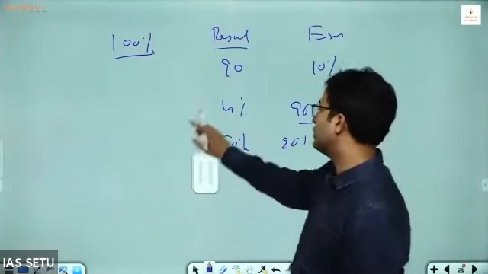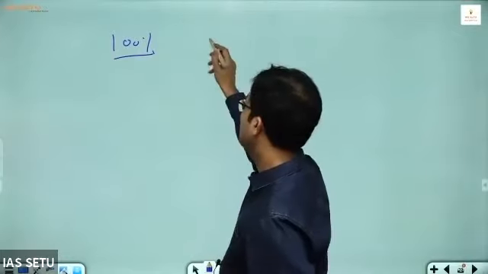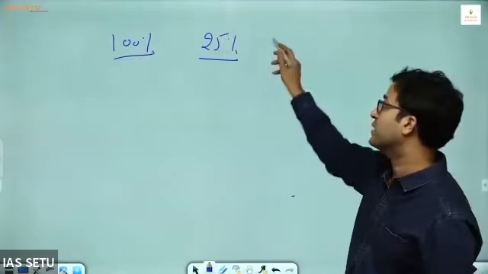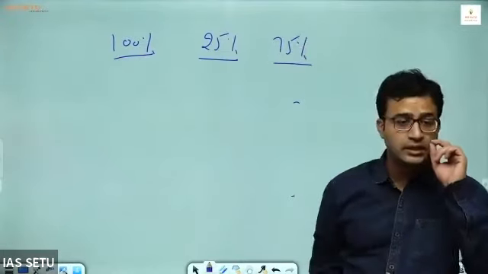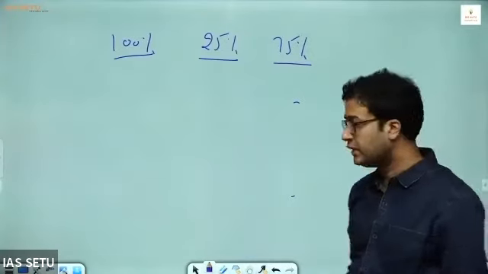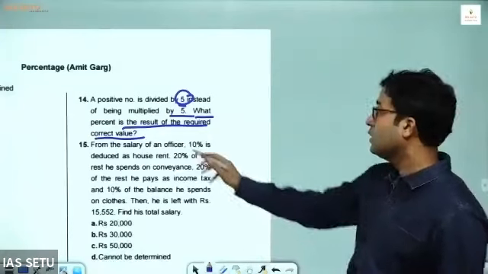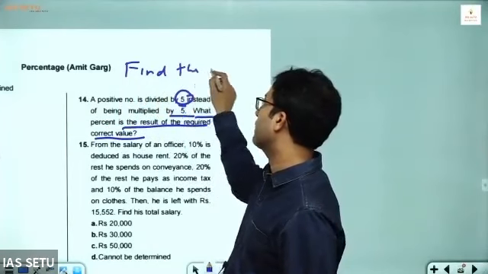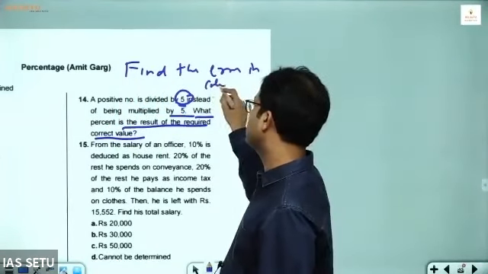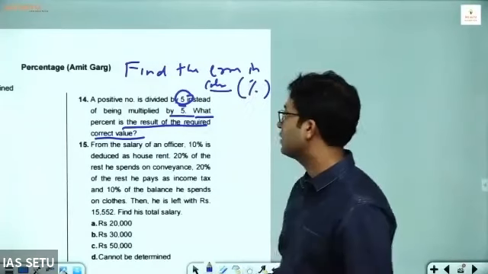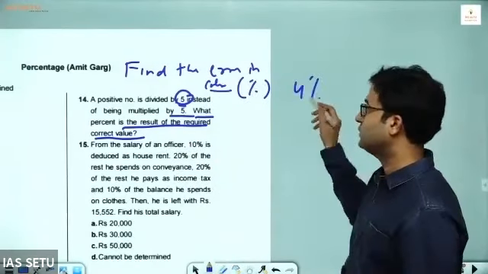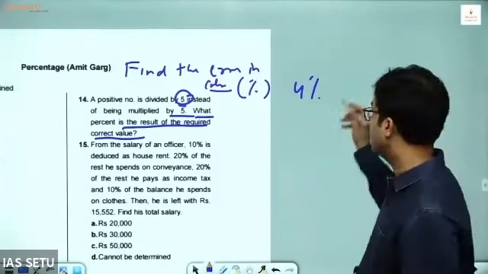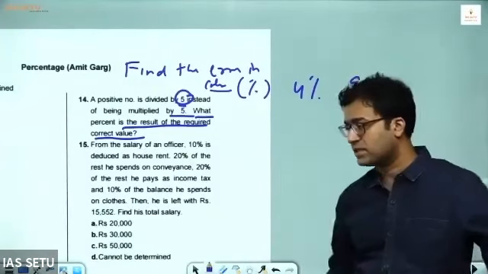So in question 13, what is our result? 25%. So if the result is 25%, the remaining 75% is error. What is the error in question 13? 75%. Similarly in question 14, find the error in calculation in terms of percentage. Our result is 4%, so the remaining 96% is error.